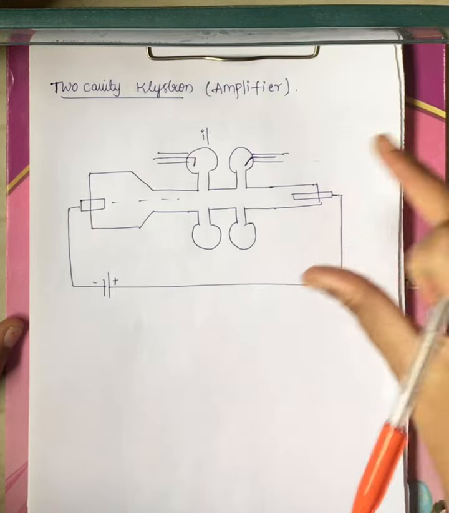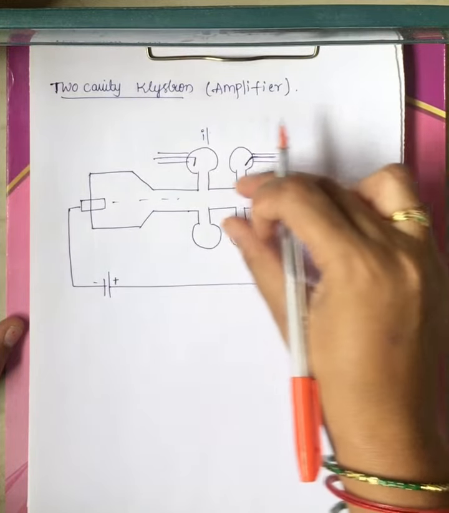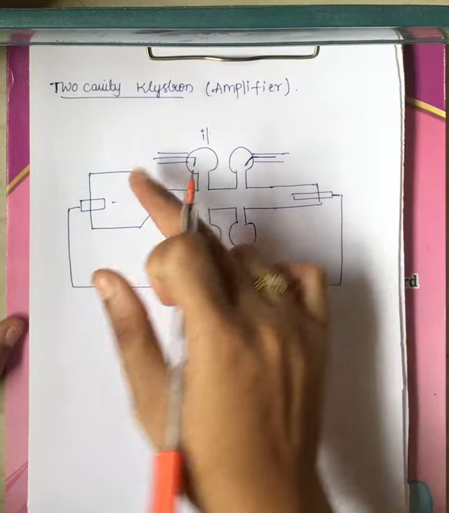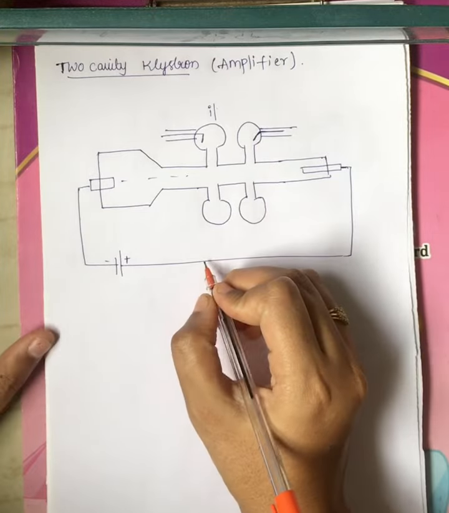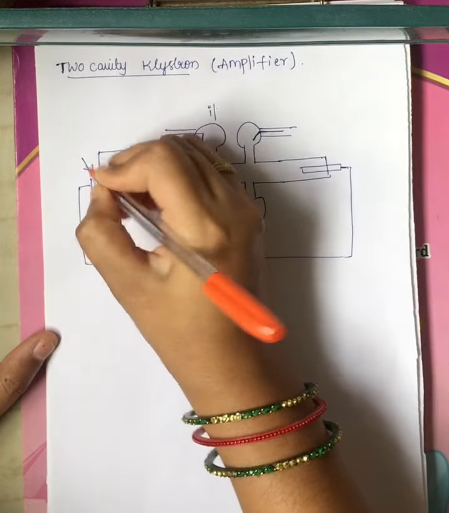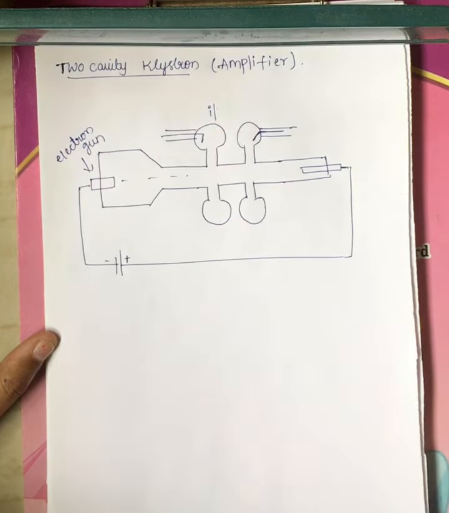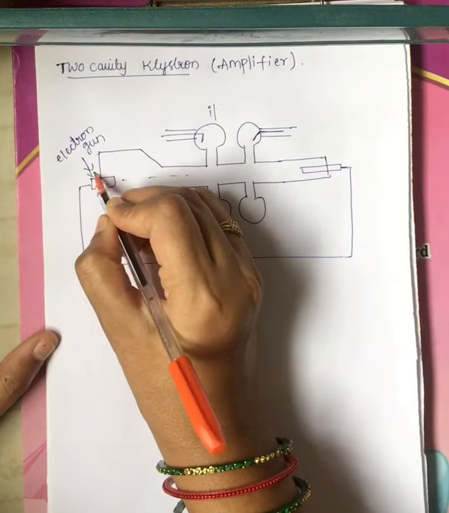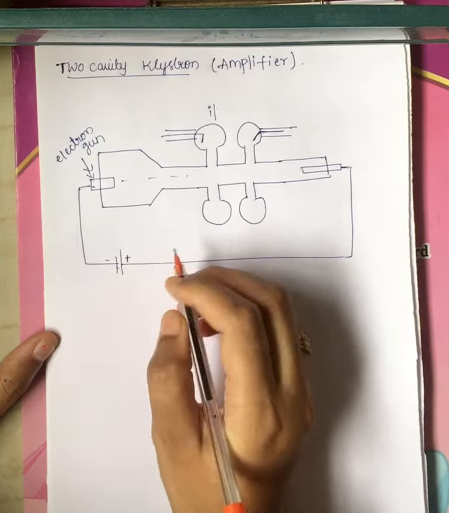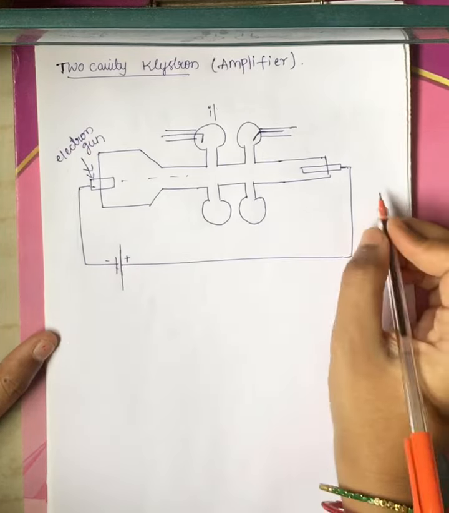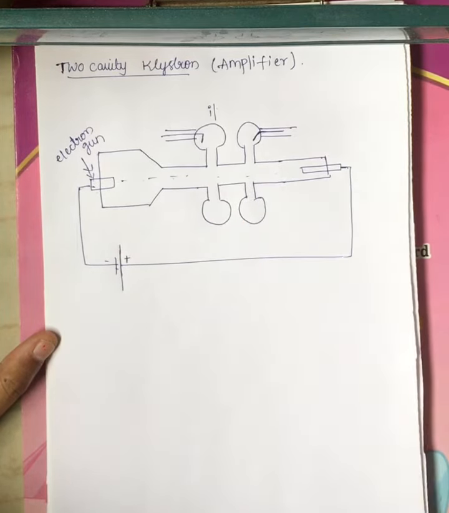Now this is the structure of the two cavity klystron. If you see, this is your tube, and that is why it comes under the category of microwave tubes, through which electrons travel from cathode to anode, right? Now let me describe all this. This is your electron gun, through which the beam of electrons is generated, and this electron gun is connected to the negative terminal of the battery, right? The beam of electrons generated will travel along this tube.